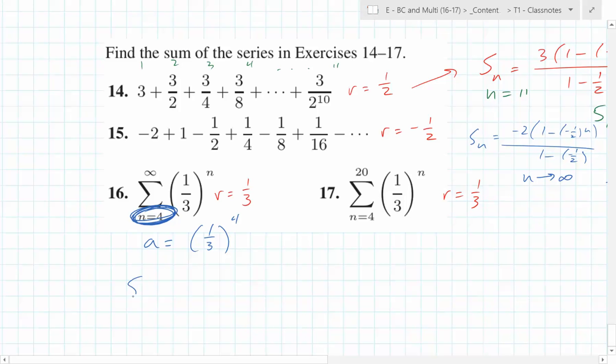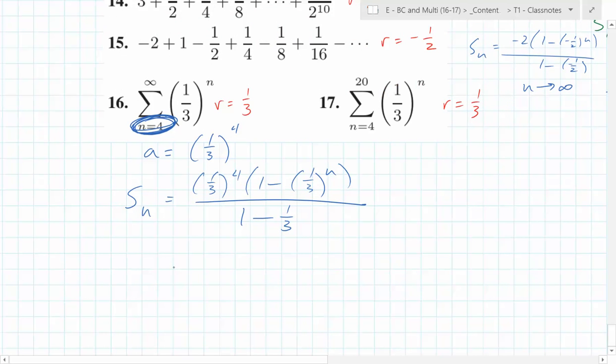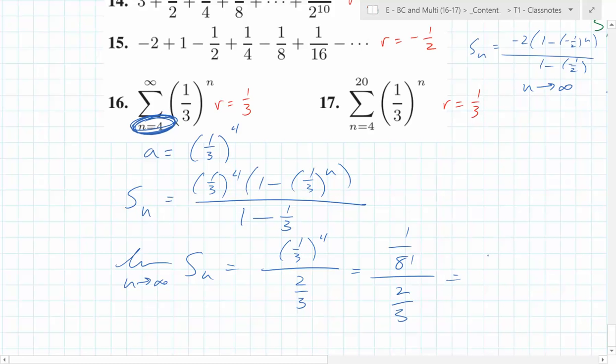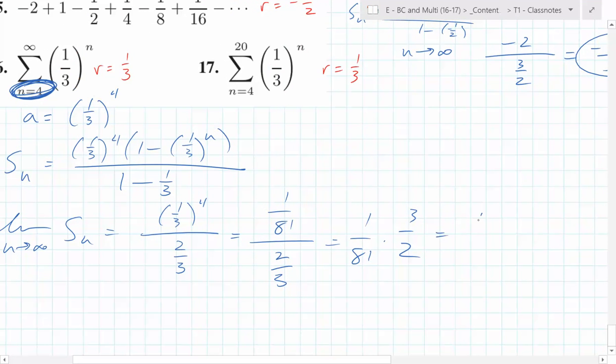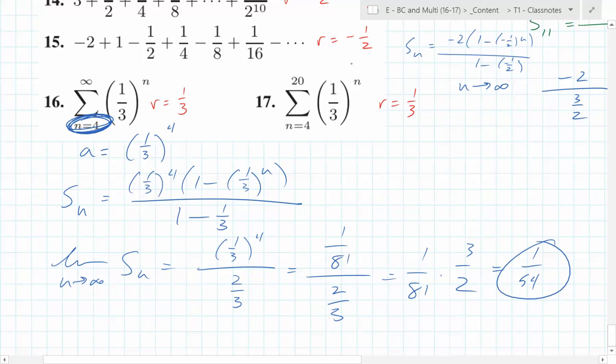So if that's our common ratio, we know Sn is going to be 1 over 3 to the 4th times what? 1 minus 1/3 to the n all over 1 minus 1/3. So what's that going to end up being if you had S as the limit as n goes to infinity? The limit as n goes to infinity of Sn is going to be 1 over 3 to the 4th all over 2/3. So that's 1 over 81 over 2 over 3. 1 over 81 times 3 over 2. What is it?